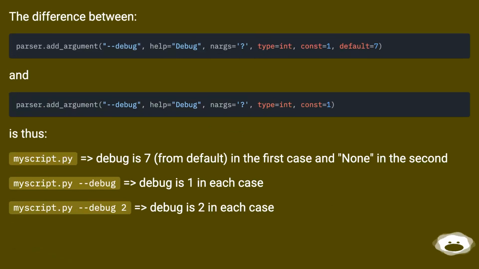The difference between and is thus. MyScript.py debug is 7, from default, in the first case and None in the second. MyScript.py debug is 1 in each case. MyScript.py debug is 2 in each case.